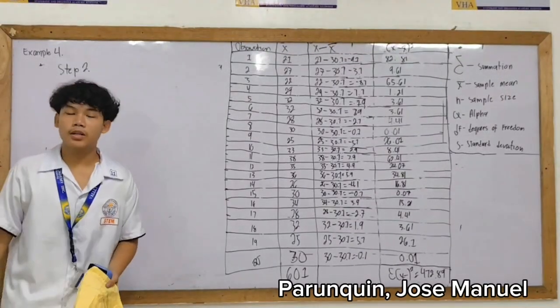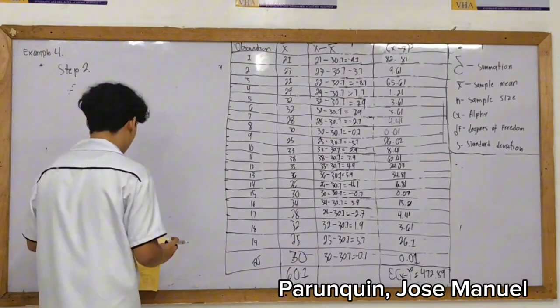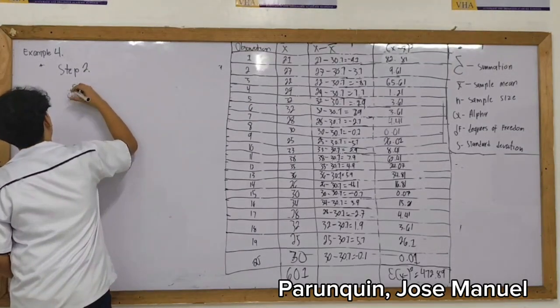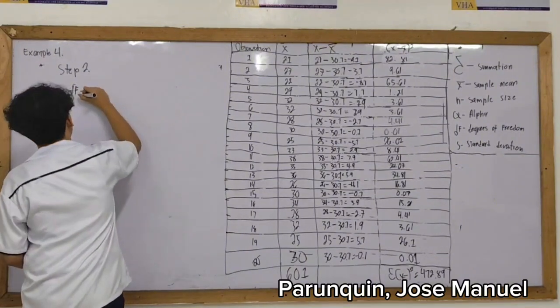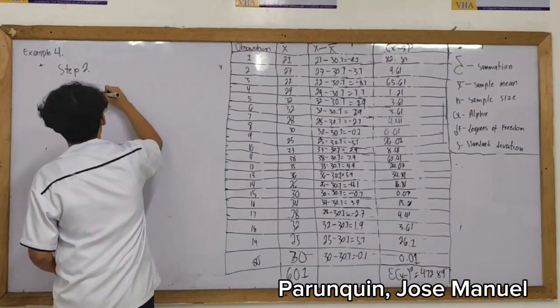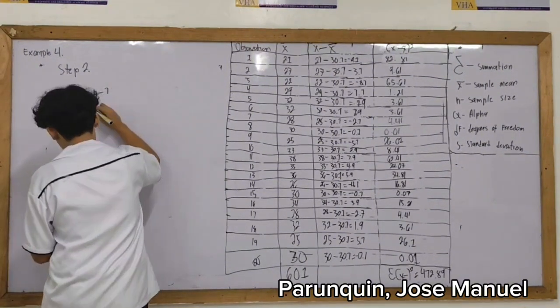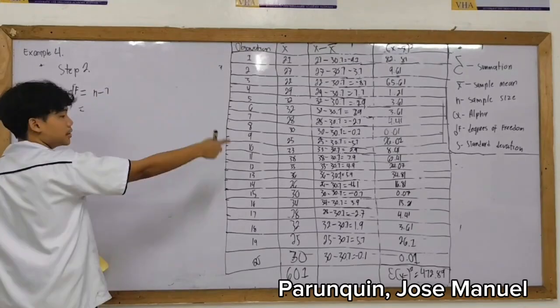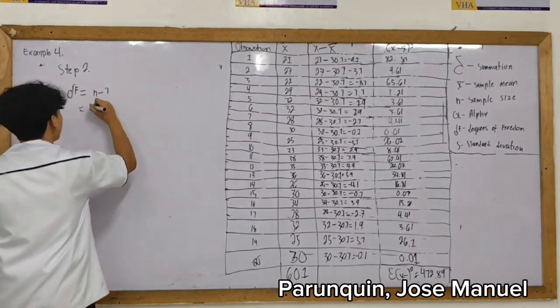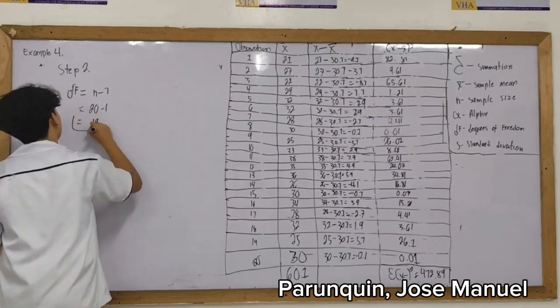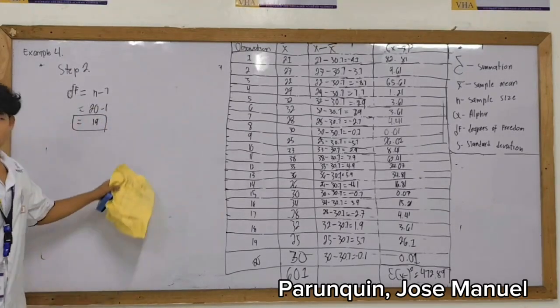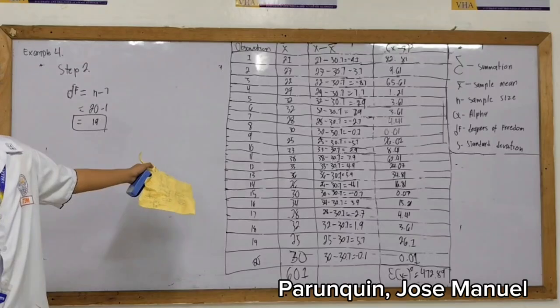So in this step, we need to find the degrees of freedom. Degrees of freedom equals sample size minus 1. So our sample size, which is 20, minus 1 will become 19. So that will be our degrees of freedom.